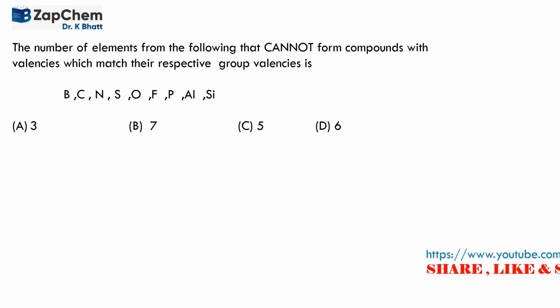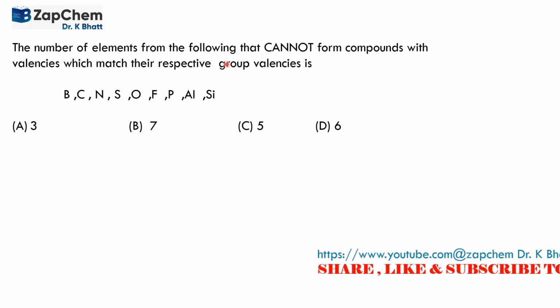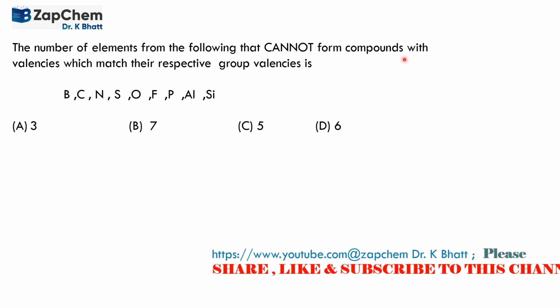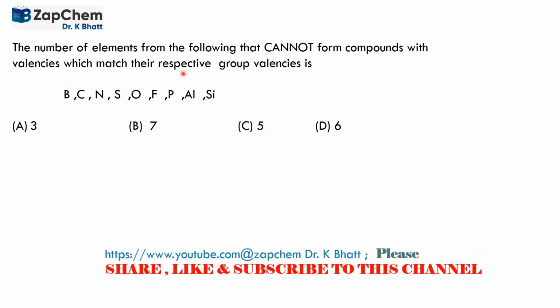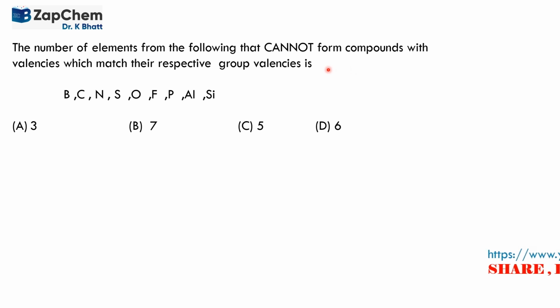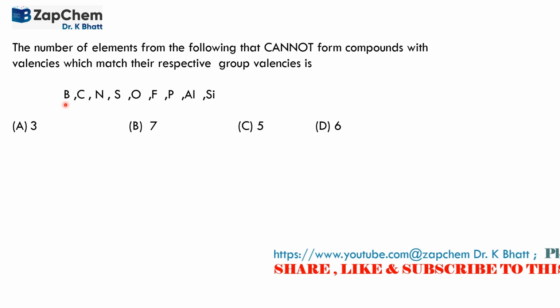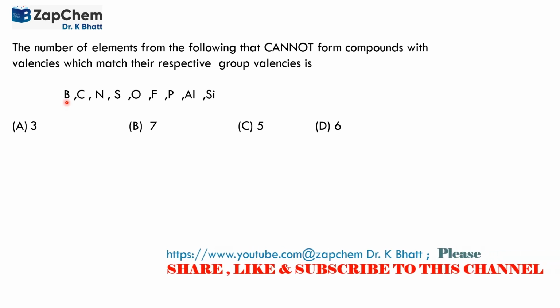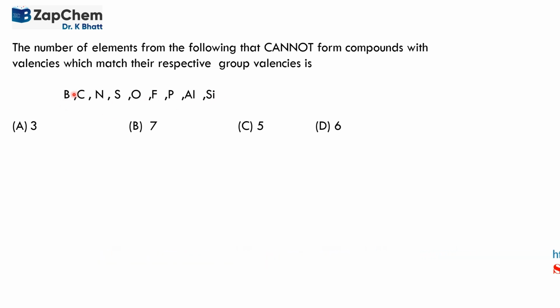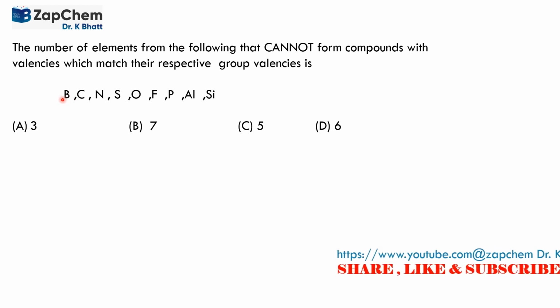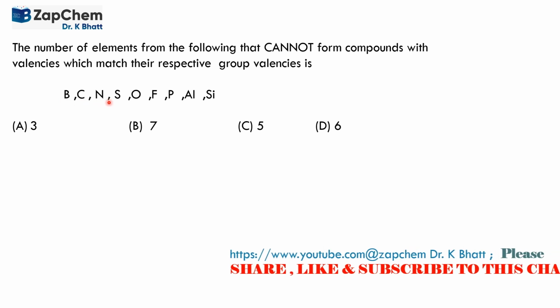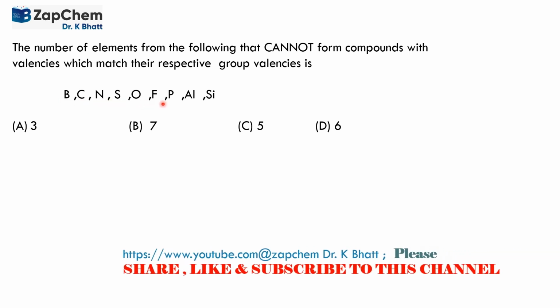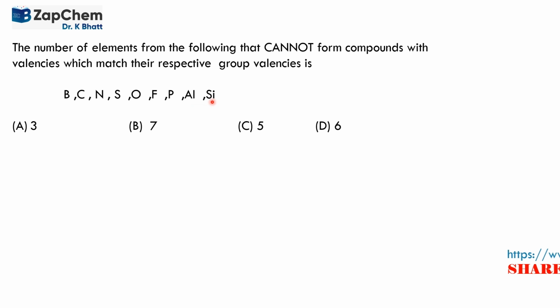And the question is: here, the number of elements from the following that cannot form compounds with valencies which match their respective group valencies is. The elements are given, and if you look at these elements, they belong to period 2 and period 3, that is the second period and the third period. They are boron, carbon, nitrogen, sulfur, oxygen, fluorine, phosphorus, aluminum, and silicon.